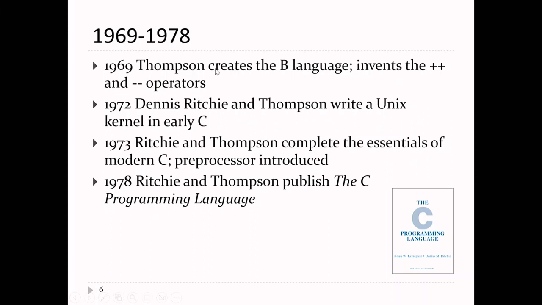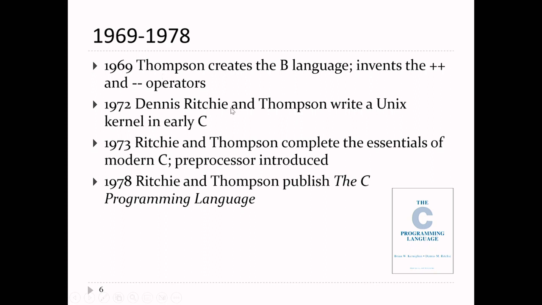Okay, so Ken Thomson decided he didn't want to use BCPL. He's going to do something else. So he took BCPL, stripped out a bunch of stuff, and created the language called B. In B, that's where plus plus and minus minus come from. So when you write i++ or i--, that idea originates from 1969.